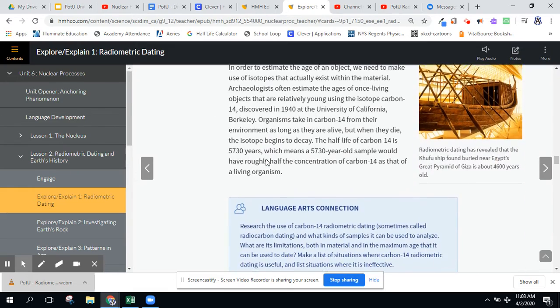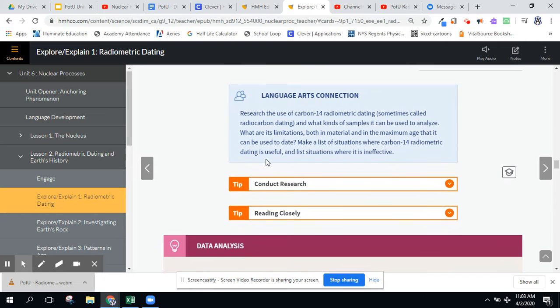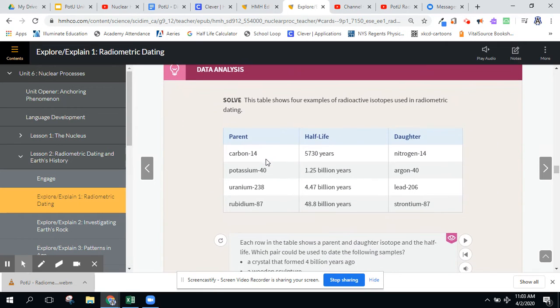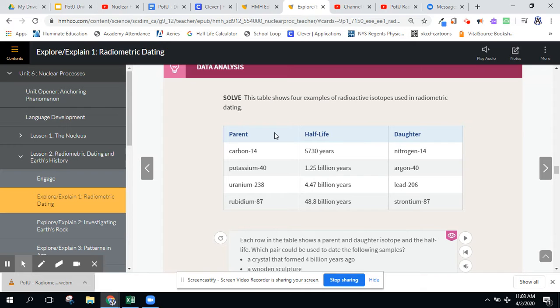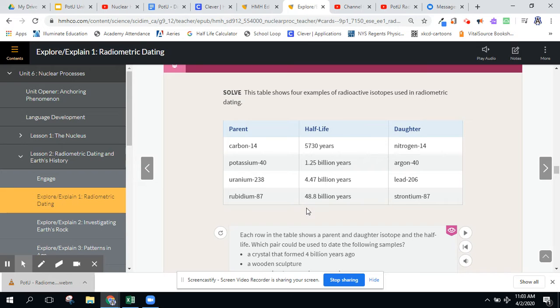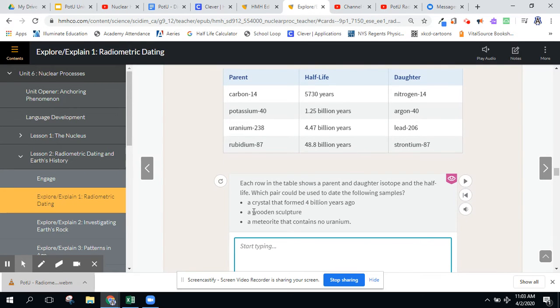All right, when we get down here to these components, we can talk about how we do this with organic materials, so looking at carbon-14. This gives you the half-life, and it gives you the parent and the daughter isotopes, and it can show you what the half-life is. So anywhere from almost 6,000 years to 50 billion years, and how those could each be used for different types of materials. So it gives you crystals, it gives you a wooden sculpture, and it gives you a meteorite. And so you want to think about which of those pairings would make the most sense based on those half-lives to determine the proportions of the parent to daughter isotopes, and then what that would be in terms of age.